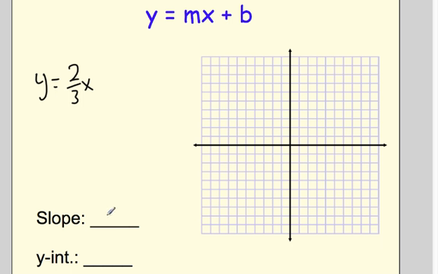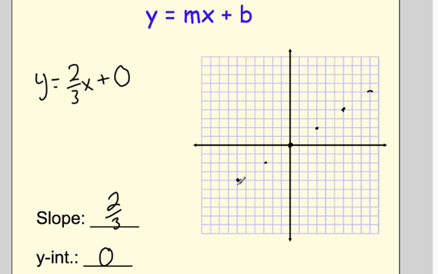Okay, so the slope is 2/3. That's the number in front of the x. The y-intercept, this one's tricky. You could also write this as +0, because when you add or subtract 0 to any number, it doesn't change it. So my y-intercept in this case is 0. On the graph, if the y-intercept is 0, that means it's crossing right at that center point. And then here's my graph of this equation.